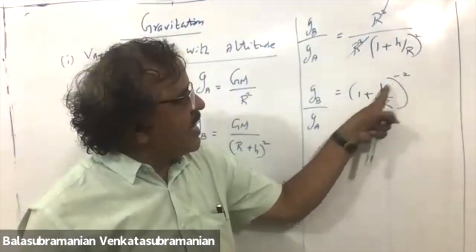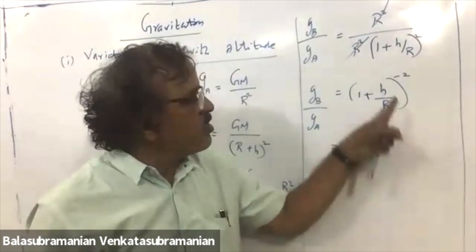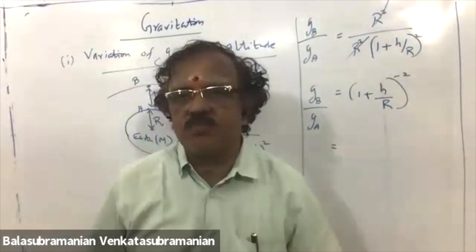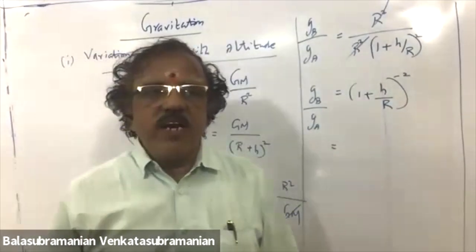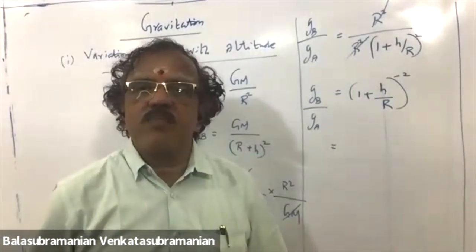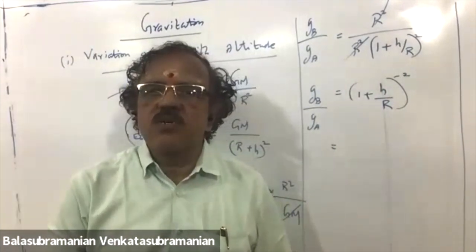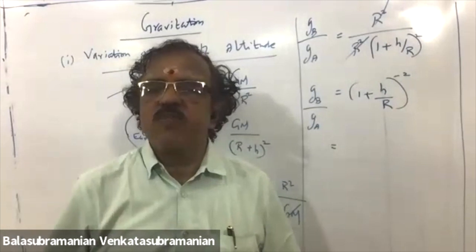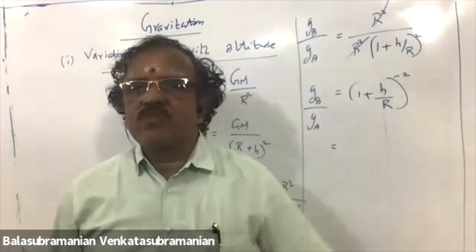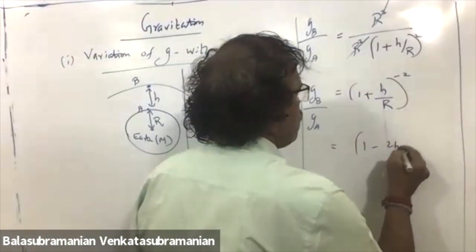1 minus nx plus the x² term: if you put x as h by R, you will get the whole square, so R square will come in the denominator. The R value itself is very, very high, so R square in the denominator is an extraordinarily high value. Denominator more means the total value is very small, so we are neglecting the higher terms. The value is 1 minus 2h by R.